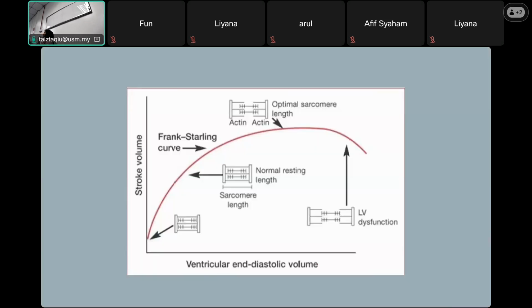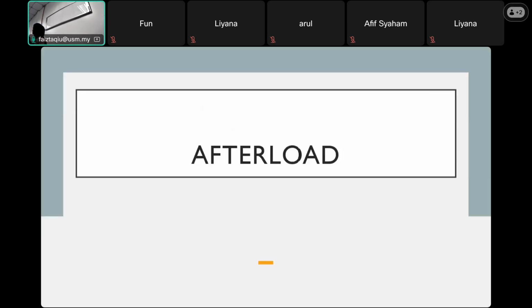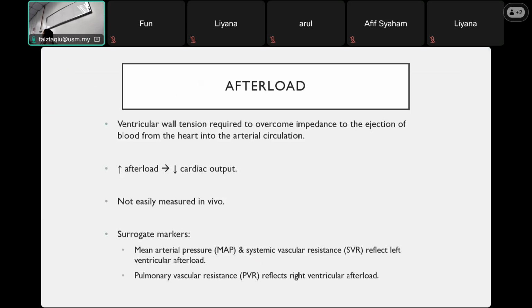Nak pilih orang, nampak siapa ni. Badi you boleh tak? Definition of afterload, what is it? What is afterload? Overcome. Okay lah, lebih kurang lah. Tapi kena exact. It is the ventricular wall tension required to overcome impedance to the ejection of blood from the heart to the circulation.